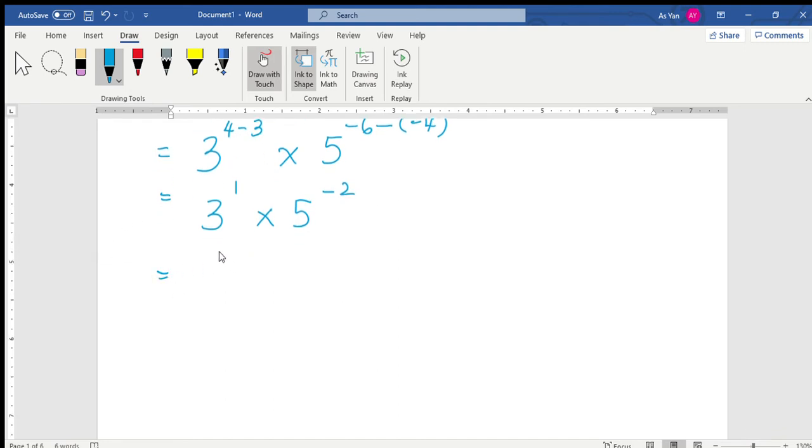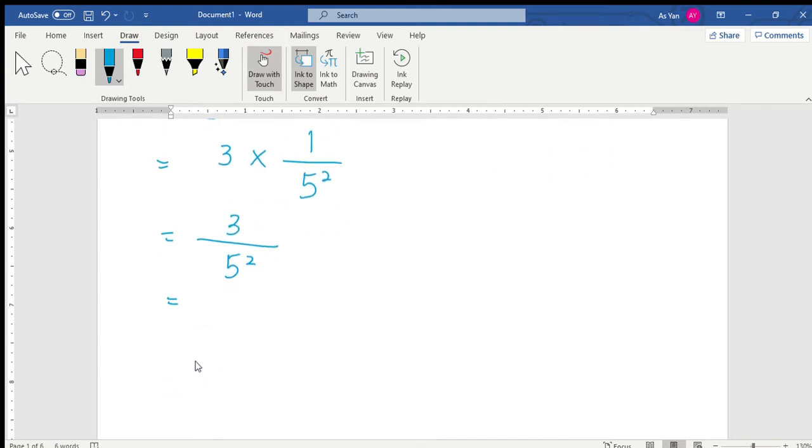3 to the power of 1 is 3, times 5 to the power of negative 2. Still remember, a to the power of negative n equals 1 over a to the power of n. That means 5 to the power of negative 2 equals 1 over 5 squared. So that gives us 3 times 1, 3 over 5 squared, which equals 3 over 25. Okay, 3 over 25.